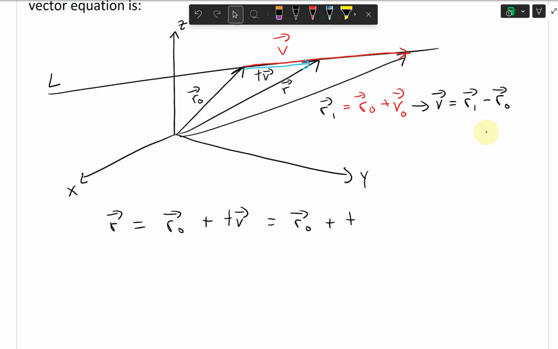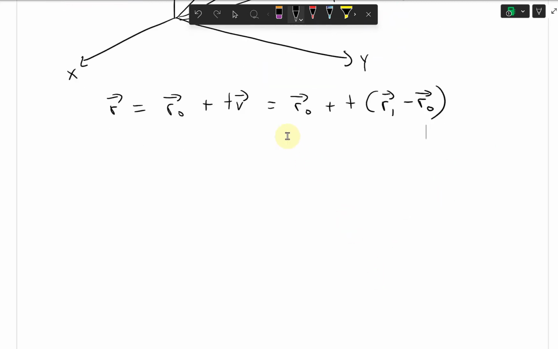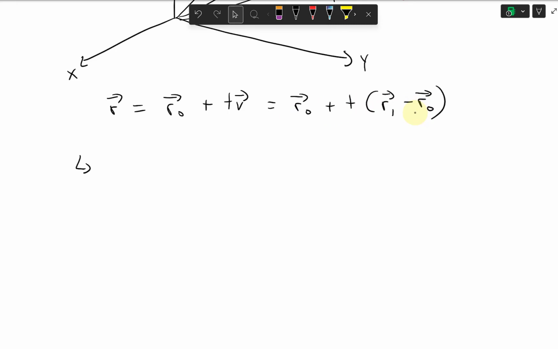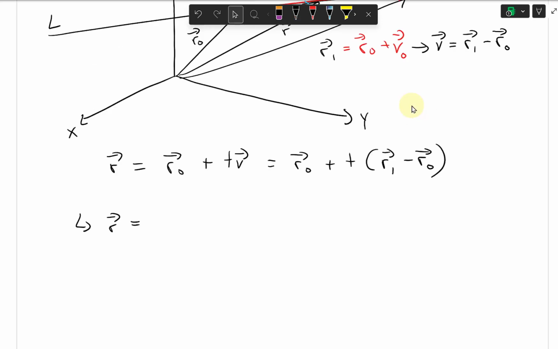So that equals, this is going to be t times the vector r1 minus r0. And now we can just simplify this out. So multiply this t inside and separate the like terms. And what we get is, I'll write it like this, this equals r0. I mean r vector, not r0.